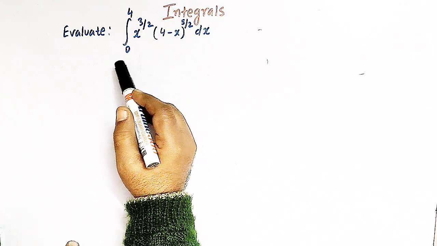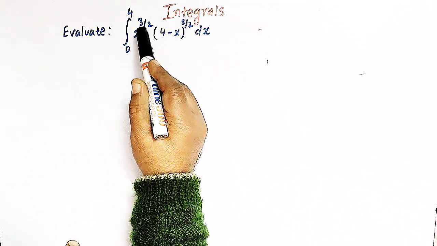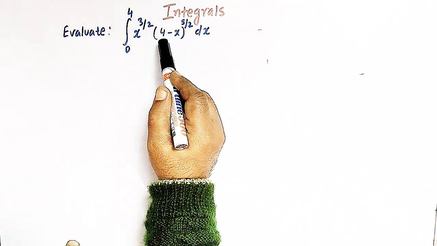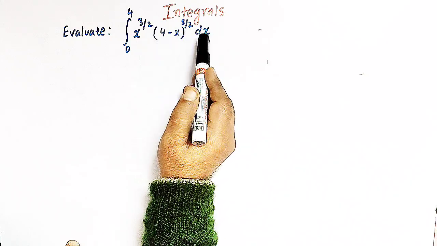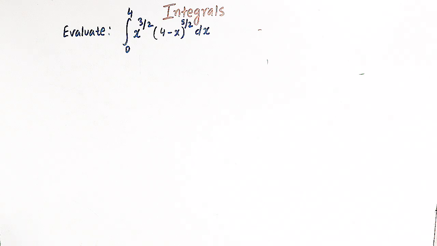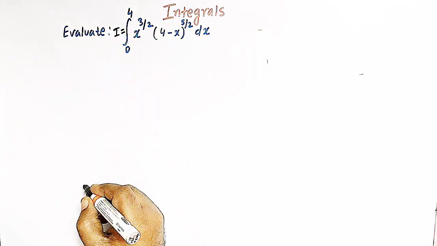So here we have the integral from 0 to 4 of x raised to 3 by 2 times (4 minus x) raised to 5 by 2 dx. First we'll convert this integral into a beta function by using the method of substitution. So let us start. Let us first call this integral I.